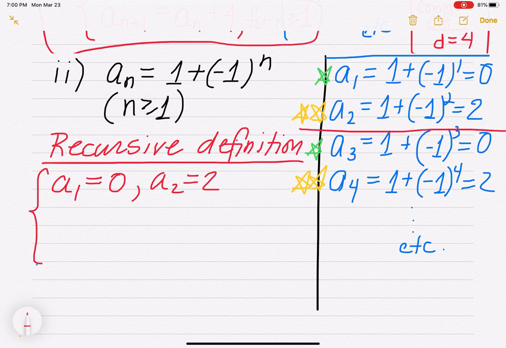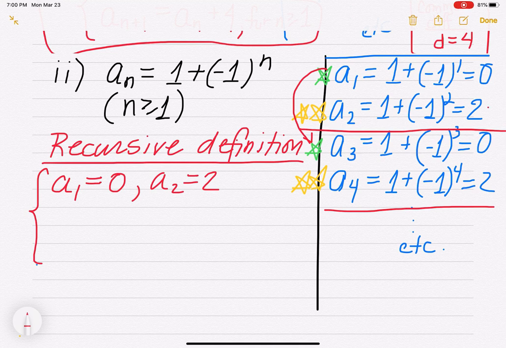Now, notice that if you go 2 steps ahead from a1 to a3, the terms are going to be the same, right? a1 and a3 will be the same. If you went ahead 2 more, a3 and a5 would be the same. If you went ahead 2 more, a5 and a7 would be the same. So those that are just a difference of 2 apart are going to be the same. The first term and the third term, the third term and the fifth term, the fifth term and the 7th term.